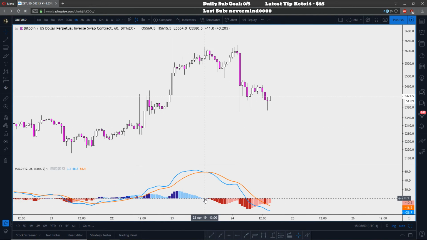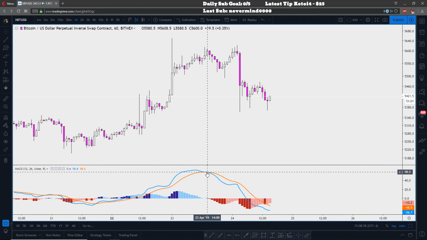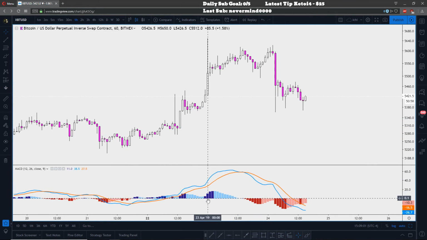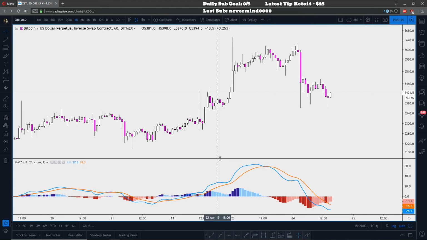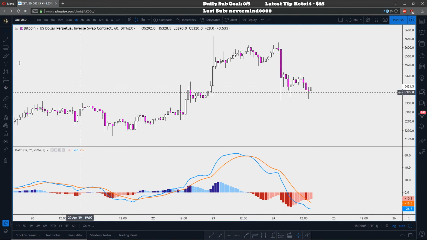The histogram also tells you when the crosses are happening. You can see here, when the histogram crosses 0, that is your cross. So for example, right here, like I was just telling you with the histogram, it's showing you a loss of momentum, correct?